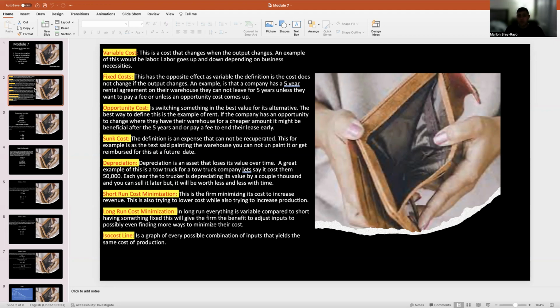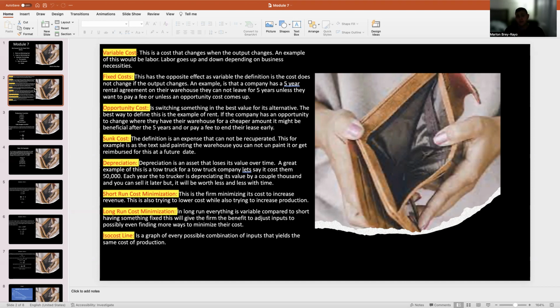For example, you buy a truck for your company, a tow truck, you buy it for $110,000, a brand new one. And you can say each year it depreciates about, let's say, $10,000. You have a lifespan of that tow truck of 10 years. And at the 10th year, most likely you're either going to have to replace it or sell it for a new one. Now, your short run cost minimization.